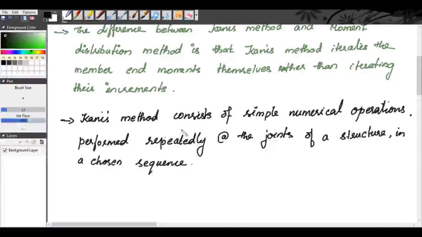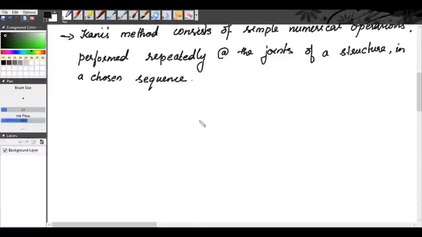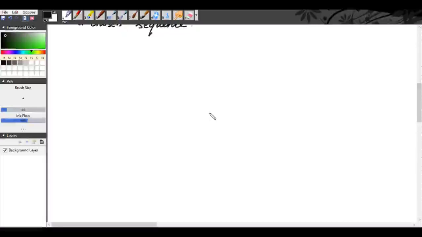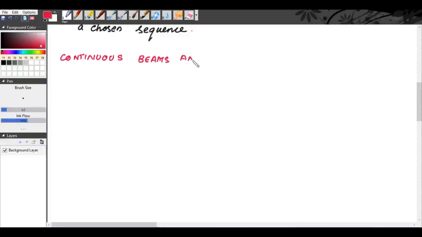Now, Kani's method consists of simple numerical operations performed repeatedly at the joints of a structure in a chosen sequence. So, with this understanding, we will move on to our next concept, that is how to analyze continuous beams and frames without joint translation.